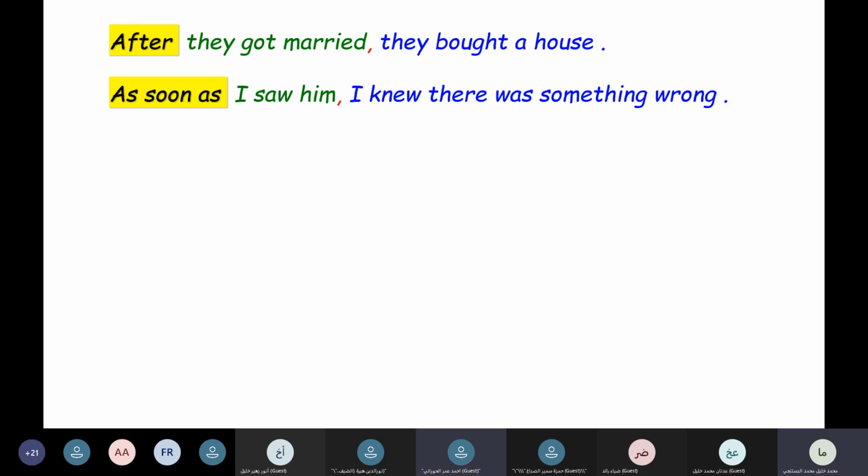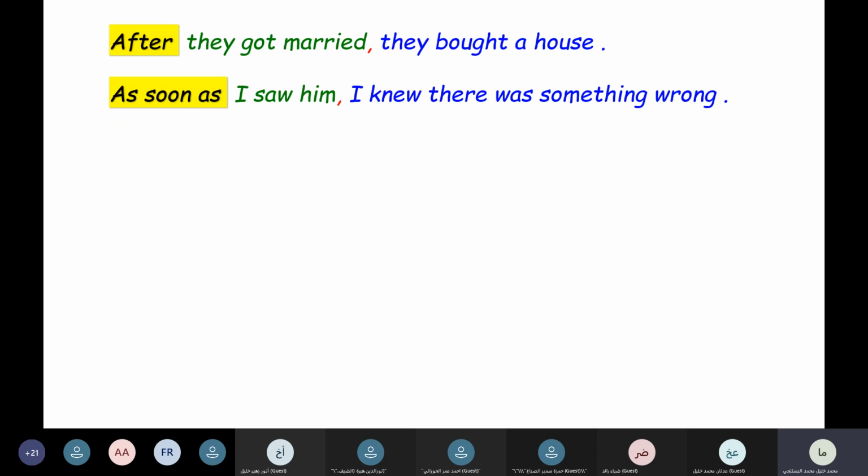The independent one is "I knew there was something wrong." Good. "I knew there was something wrong" or "they bought a house." These sentences are independent clauses because they can stand by themselves. "After they got married," "as soon as I saw him": you realize that these are what? Dependent clauses, because they need to be completed with another clause.